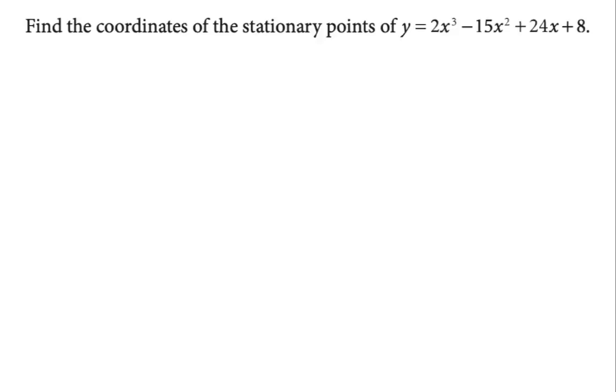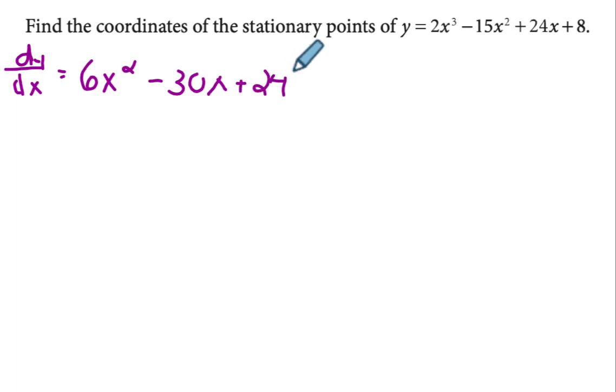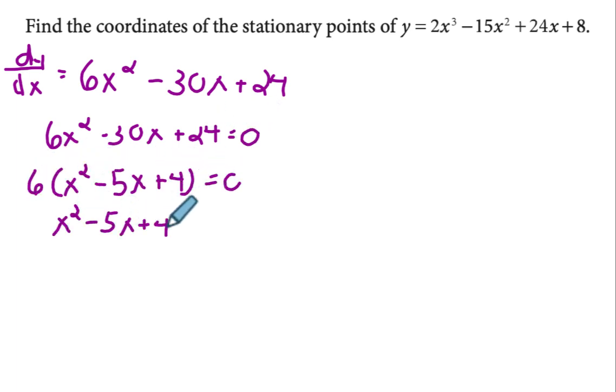In our first example, we're going to find the coordinates of the stationary points of y equals 2x cubed minus 15x squared plus 24x plus 3. So the first thing I've got to do is find the derivative of this function. So our derivative would be 6x squared minus 30x plus 24. Now I need to figure out when this derivative is equal to 0 and when this derivative is undefined. So I will start by setting the derivative equal to 0 and solving this quadratic.